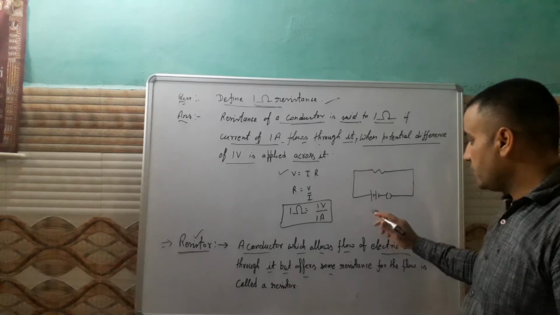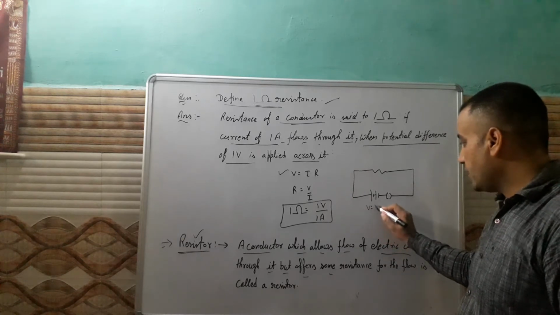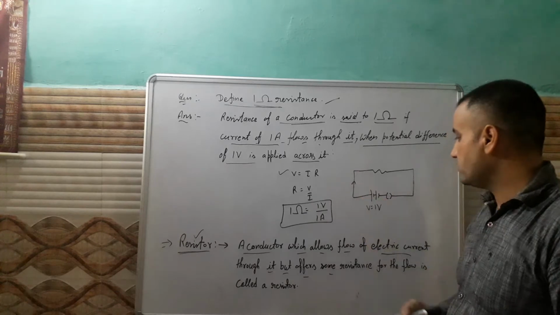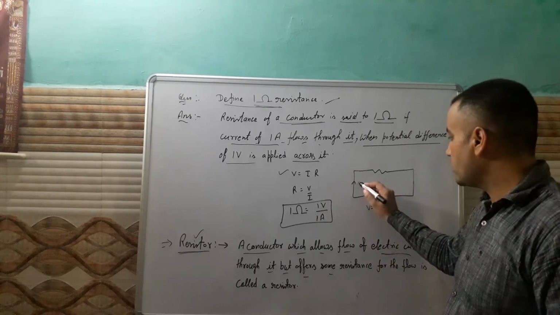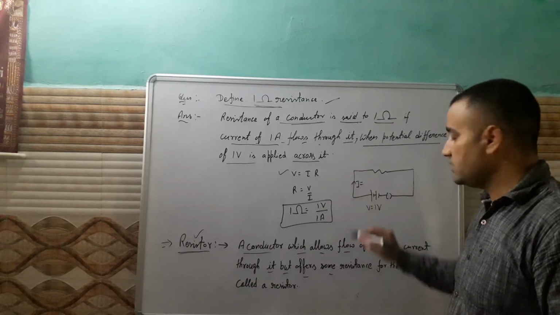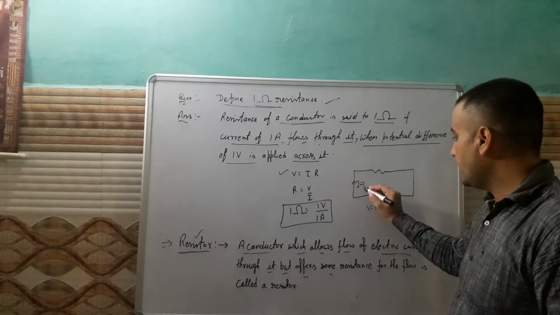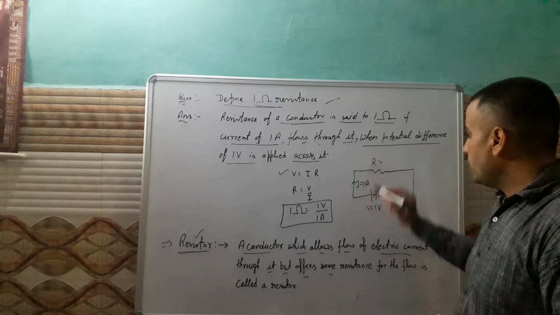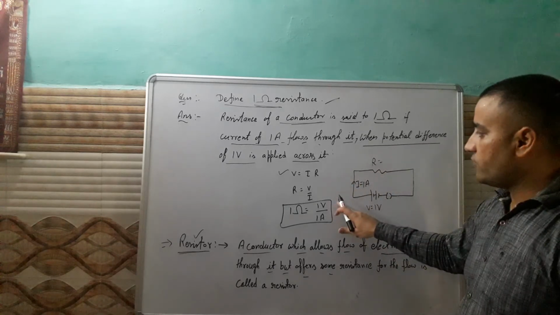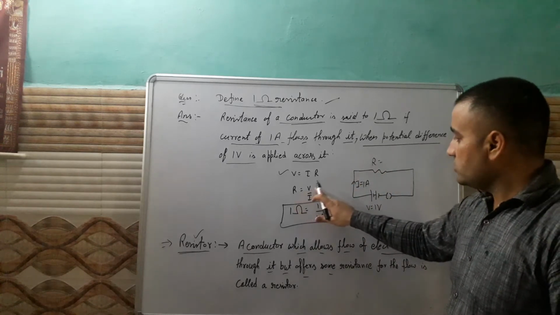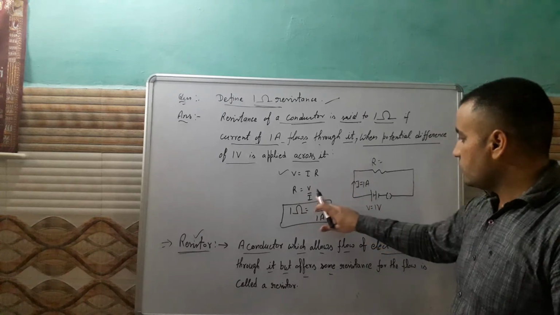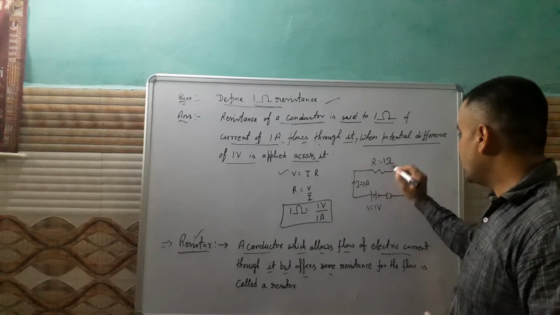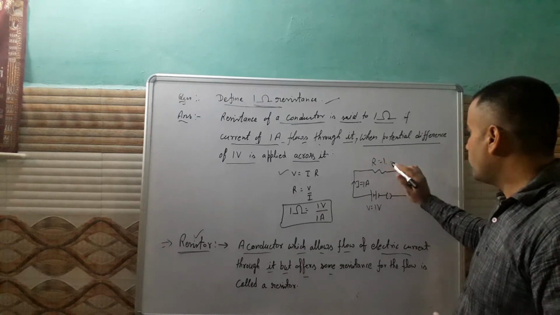Suppose that we are having a battery. That battery is applying a potential difference of 1 volt, and after the application of the potential difference, some amount of current will flow, and suppose that this amount of current is 1 ampere. Then what will be the value of R? From this formula you can easily find that if V is 1 volt and I is 1 ampere, then R will be 1 ohm. Then the value of the resistance will be 1 ohm.